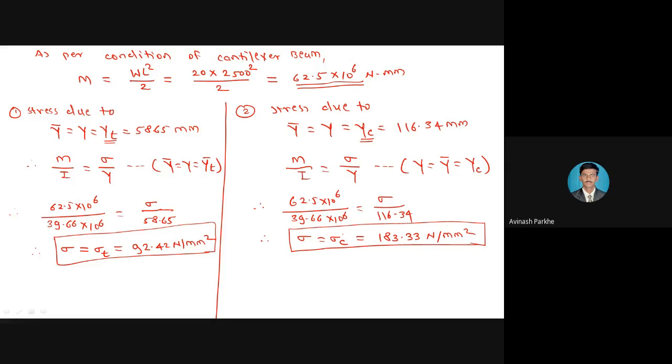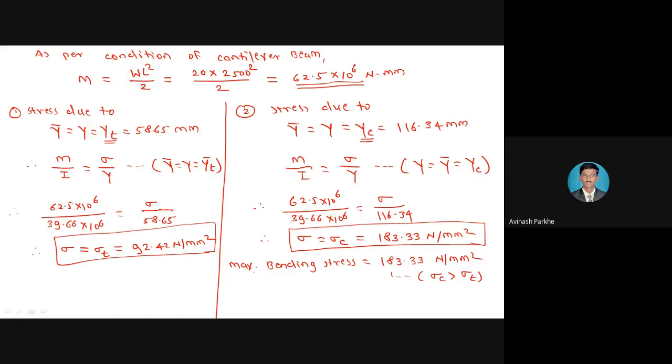But what is our requirement? We have to calculate the maximum bending stress. Now, if I compare both the stresses with each other, sigma t and sigma c, which is the maximum bending stress? Whether sigma c is maximum or sigma t is maximum? Sigma c. Sigma c is maximum. Therefore, the final answer I can write, that is, maximum bending stress is equal to 183.33 Newton per mm square. Why? Because sigma c is greater than sigma t.